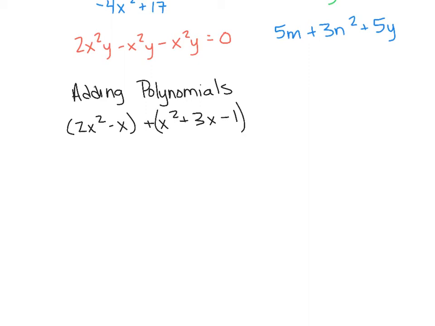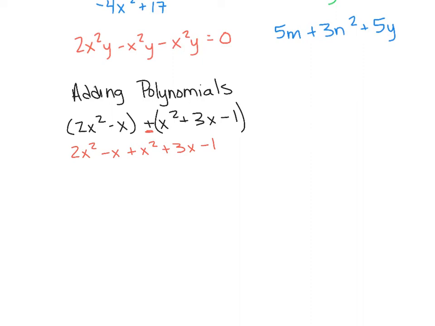Okay, because this is a plus sign right there, we can just eliminate the parentheses. So we can have 2x squared minus x plus x squared plus 3x minus 1.